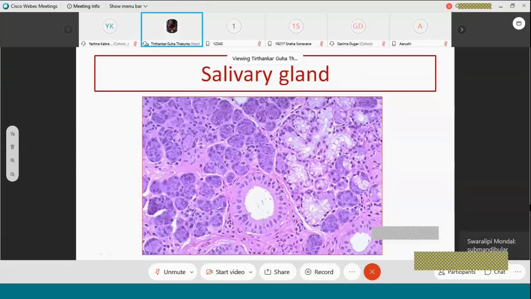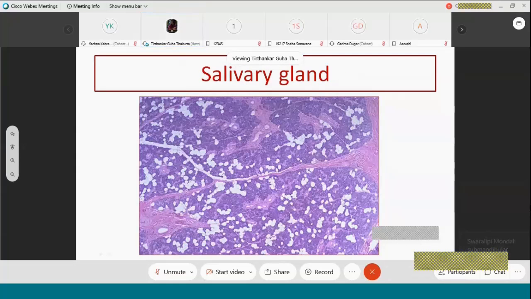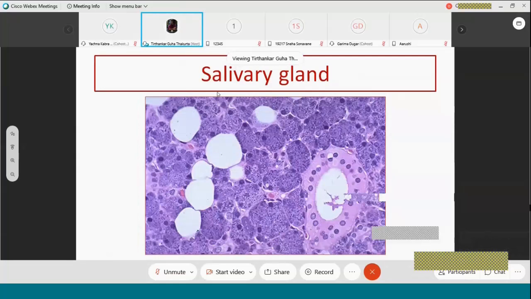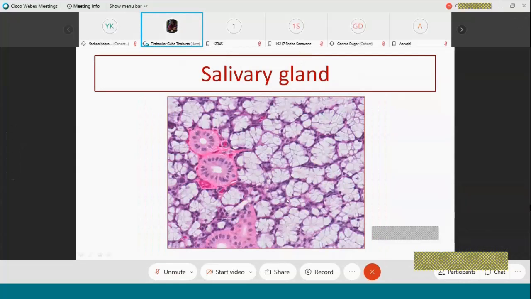Whereas, if most of the structures are blue, like this, if serous, these are adipose cells. So if most of the glands are serous, then probably we are dealing with the parotid gland. And if most of the structures are mucinous, then we are probably dealing with the sublingual gland. So this is how we can differentiate, but at least we should be able to say that this is a salivary gland.